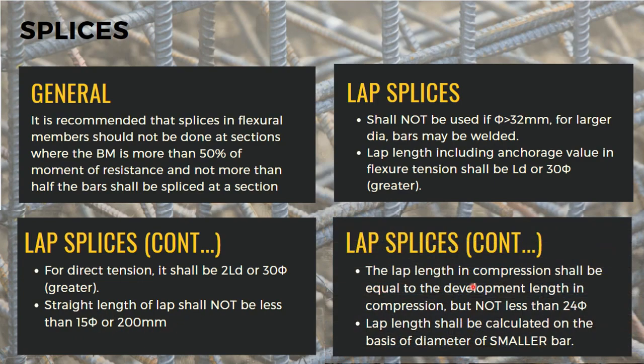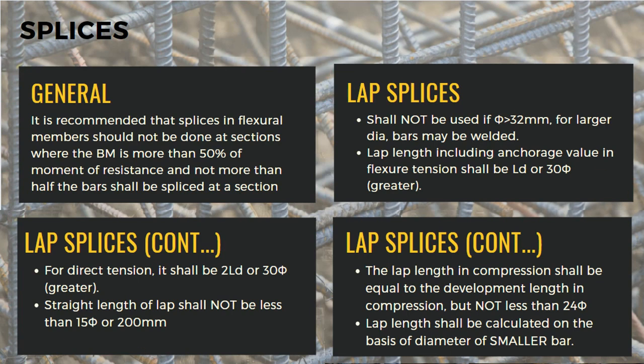The lap length in compression shall be equal to the development length in compression, but not less than 24 phi. Lap length in compression shall not be less than 24 phi. Lap length shall be calculated on the basis of the diameter of the smaller bar only, not on the basis of the larger bar. This is all about the splices in reinforcement.